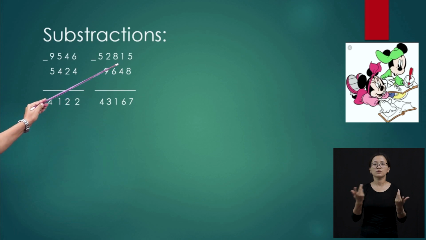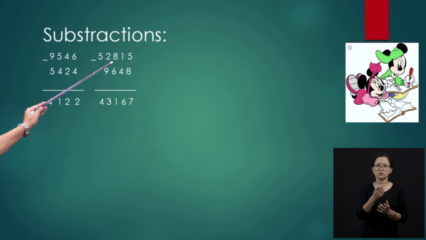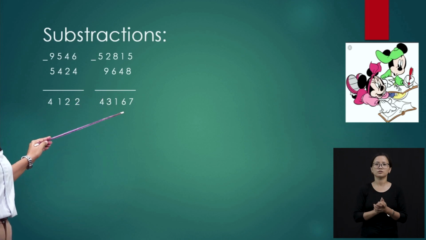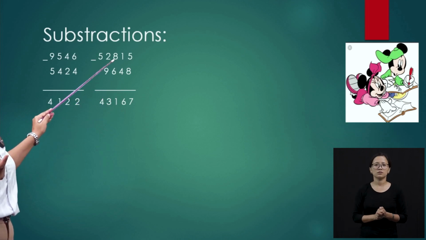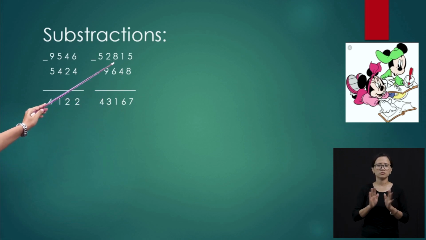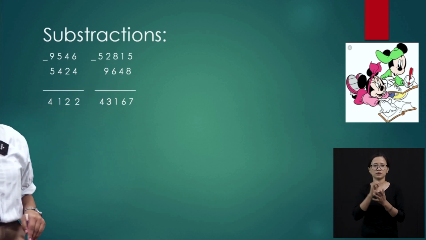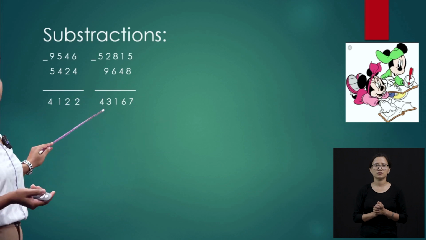So what you need to do now? Again, you need to borrow from here. It will become 10. 10 minus 4, it will be, children, how much? 6, right? How much will it remain here again? It will be 7. So 7 minus 6, how much is it, children? It will be 1, right?